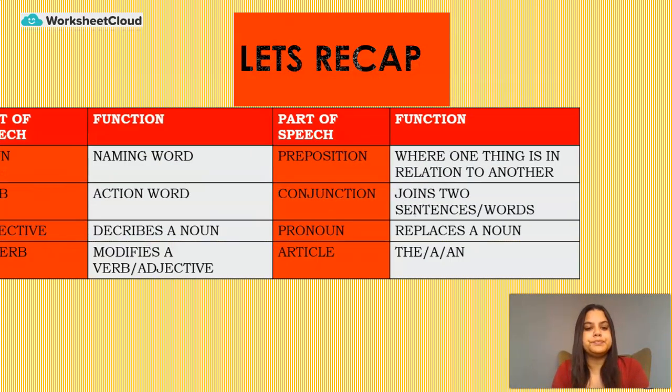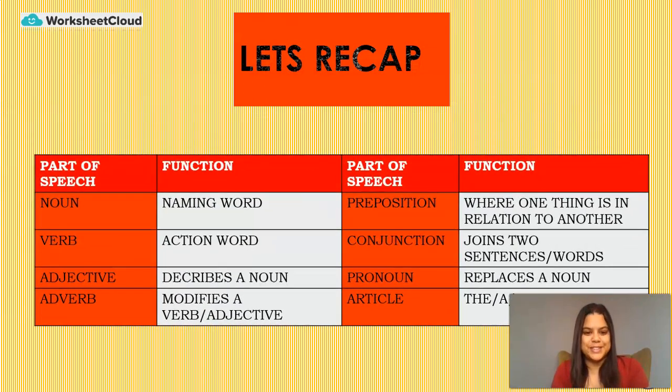Let's recap parts of speech. Before I go on, let's take a few steps back and remember what parts of speech are and how we can identify them in sentences. A noun is a naming word. They give names to people, places, things, companies, etc. Verbs are action words, so a verb tells us what the subject of the sentence is doing.